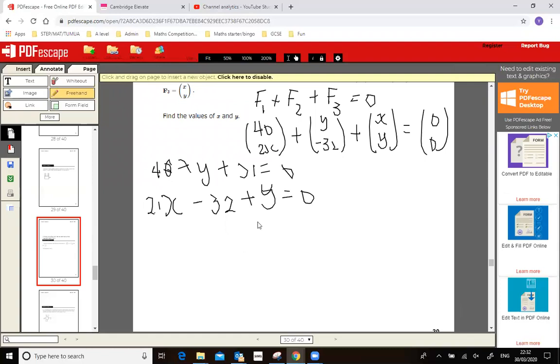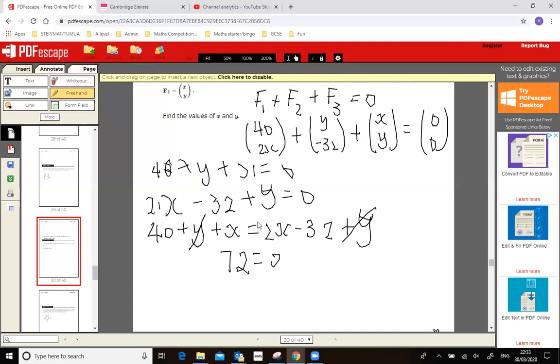So we have 40 plus y plus x, which is 0, and also 0 equals 2x minus 32 plus y. As I said before, the y and y cancel out, and we end up with 40 plus x equals 2x minus 32. So why don't we put all the numbers on the left-hand side and the letter x on the right-hand side? So that would become 40 plus 32, so that's 72, and 2x minus x, so x equals 72.